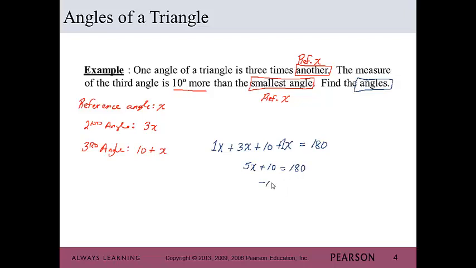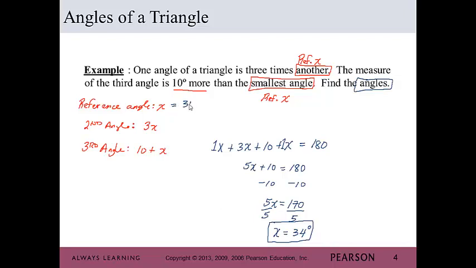Now we're going to solve for x, so subtract 10 on both sides, and you get 5x is 170. Divide by 5, and you get x to come out to be 34 degrees. So x is 34 degrees, but that's not all they wanted. They wanted all of the angles. So now you're going to go back and plug in 34 for x and solve for each angle.